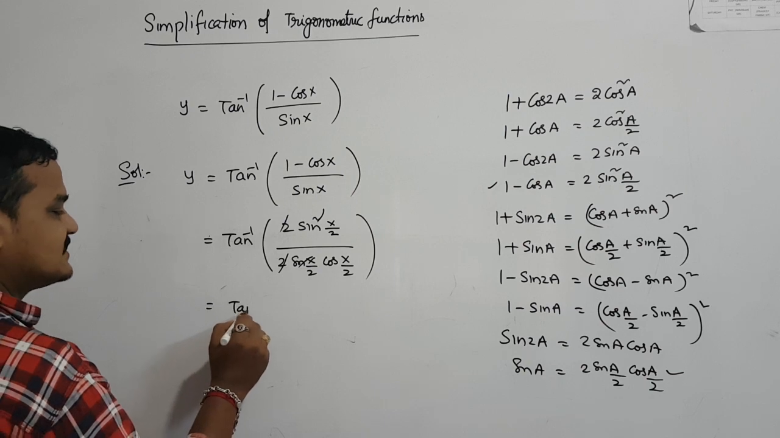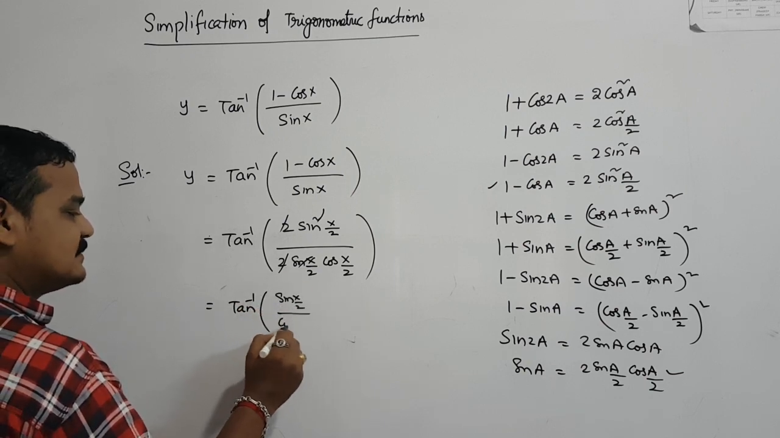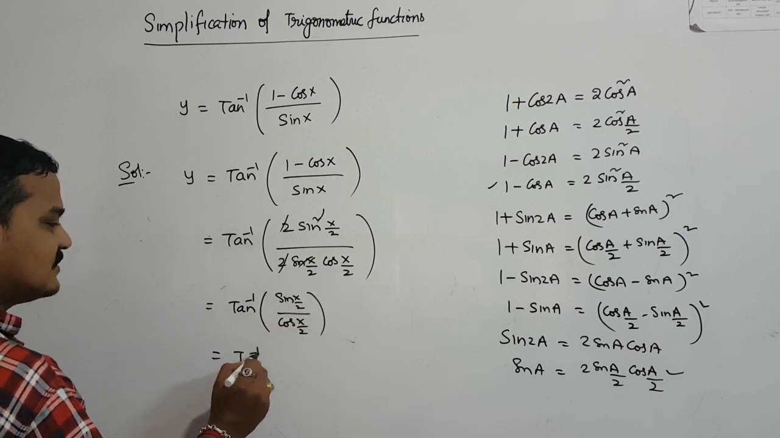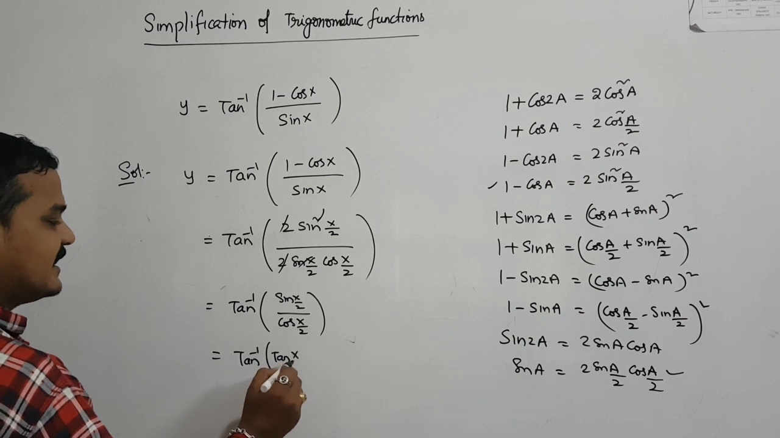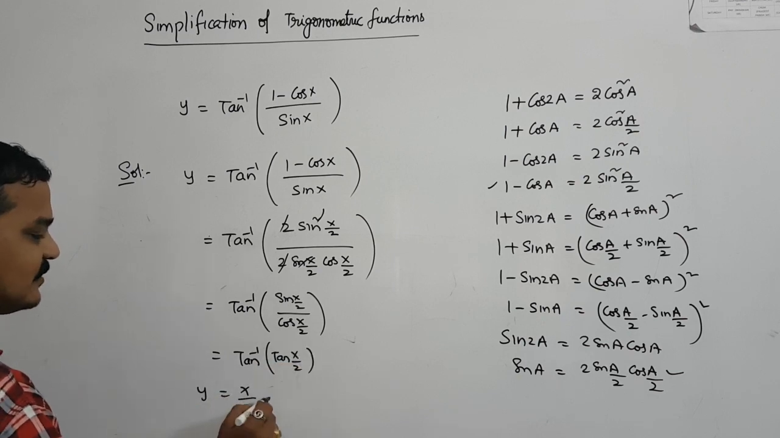That is tan inverse of sin x by 2 by cos x by 2. Sin x by 2 by cos x by 2 is equal to tan x by 2. So tan inverse of tan x by 2 is equal to x by 2. Now you go for the derivative.